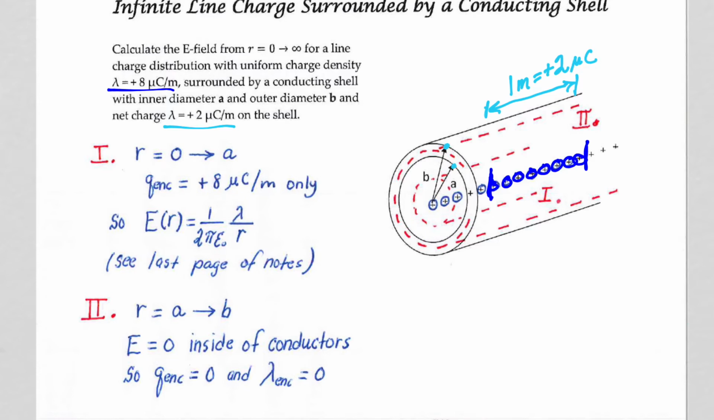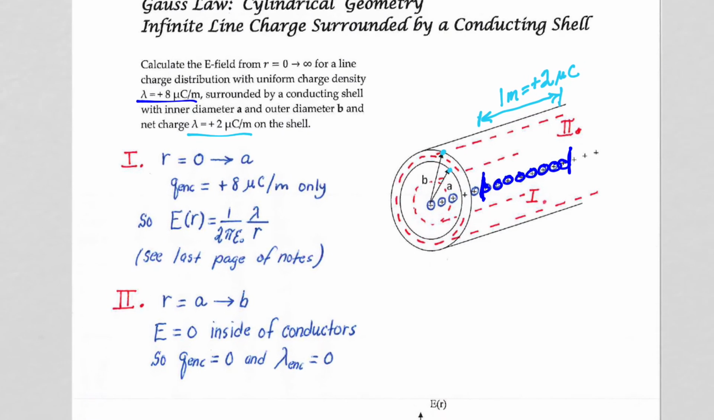Now, to go from r equals 0 to r equals infinity, we're going to start and work our way out and look at the different regions of interest. Our first region of interest is from little r equals 0 to r equals a. Our Q enclosed is only the infinite line charge at the center, the plus 8 microcoulombs. Please review our last page of notes, our derivation for the electric field outside of an infinite line charge, because our Gaussian surface in region Roman numeral 1 will be identical to just the infinite line charge, since that's all that is enclosed.